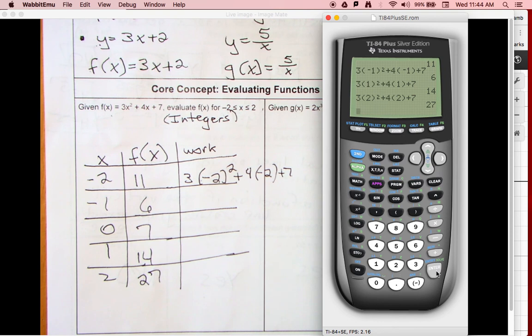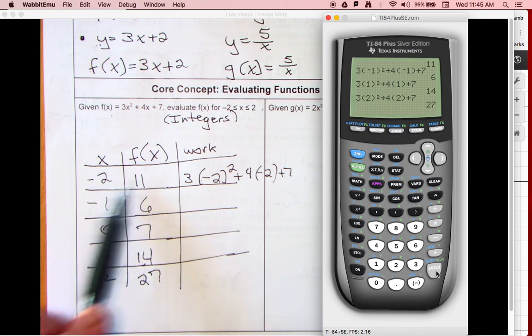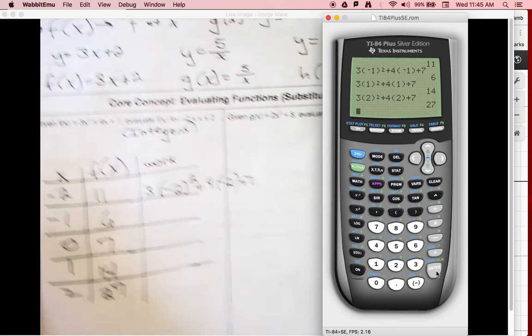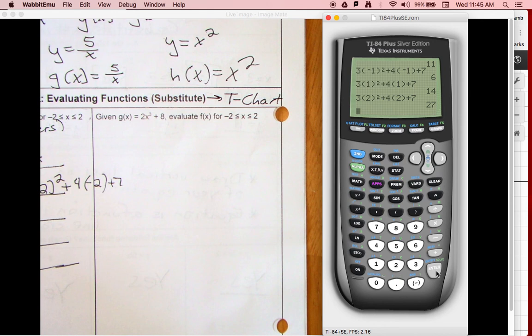We just evaluated it. Now, if I were to go ahead and graph this, what would I have? Negative 2, 11. There's my x, there's my y. And I'd graph all of those points. Draw lines in between them, call it good. All right, try this one on your own. We will go over it in class. Make sure you ask any questions that you might have.